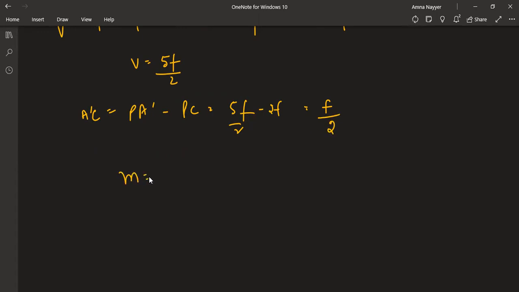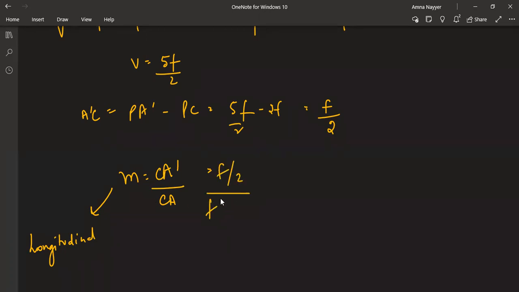Now see the magnification. Magnification is height of image by height of object. This is actually transverse magnification. This is not linear magnification. Two types of magnification we had seen. One was transverse magnification, which you use. This is longitudinal magnification. Here we take length of image by length of object. So length of image is CA dash, original object is CA. So CA dash is F by 2, CA is F by 3. F gets cancelled. This becomes 3 by 2 or 1.5. This is the magnification.